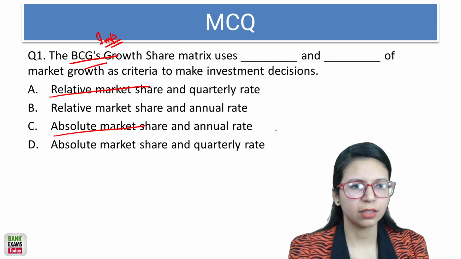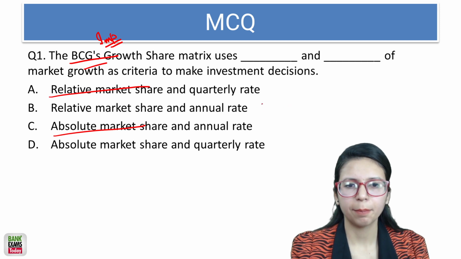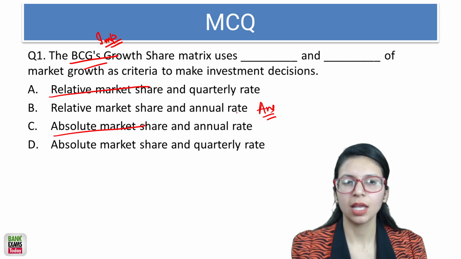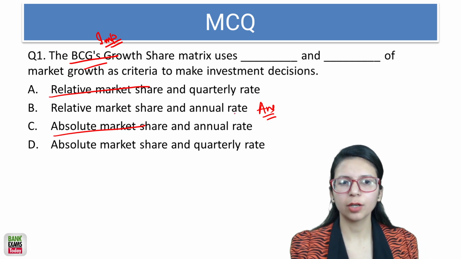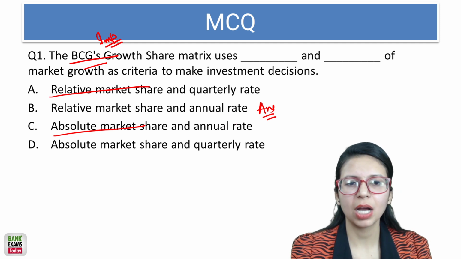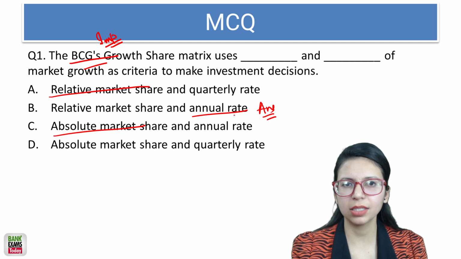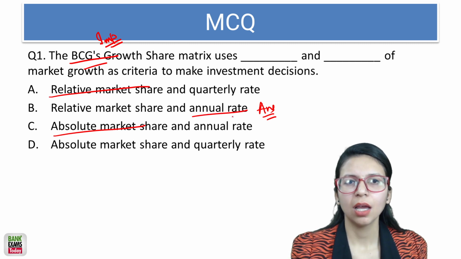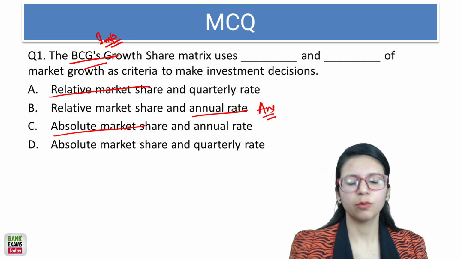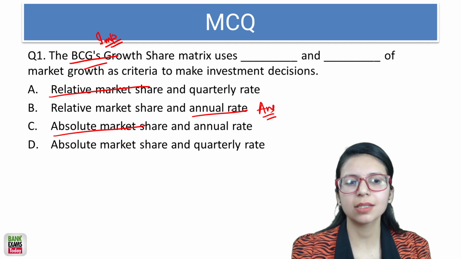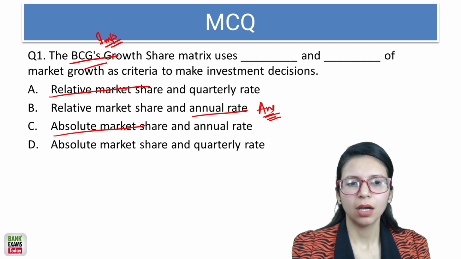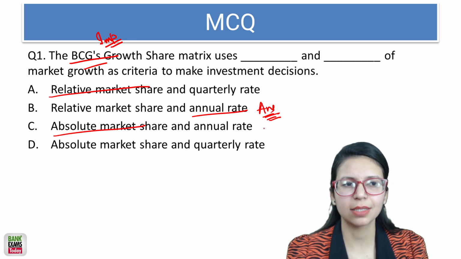Now your answer here will be option B. It is the correct answer. Relative market share and annual rate is the criteria to make investment decisions in the BCG matrix. Annual rate is seen in the BCG matrix, that annually, what your product's growth rate or market share is in the market. So B is the correct answer.